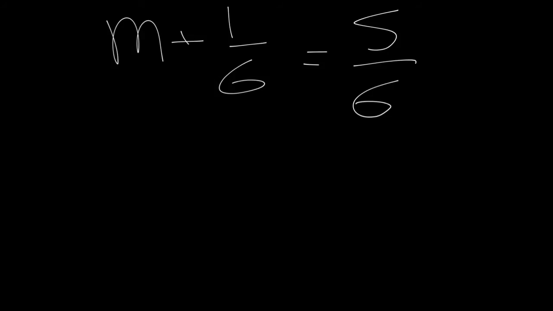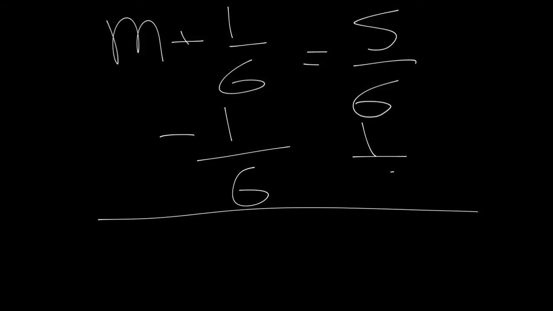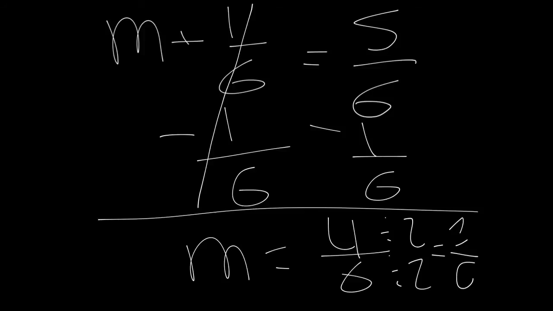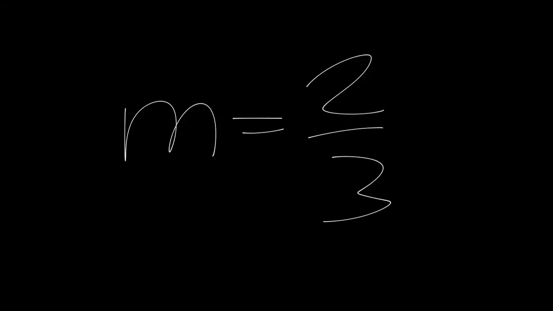This is a similar concept to our earlier lessons. So we have to see what happens to the variable. So m is being added by 1/6. So we're going to subtract 1/6. It crosses it out. M equals, if you're subtracting, it would be 4/6. Simplify, and you will get 2/3. And m equals 2/3.